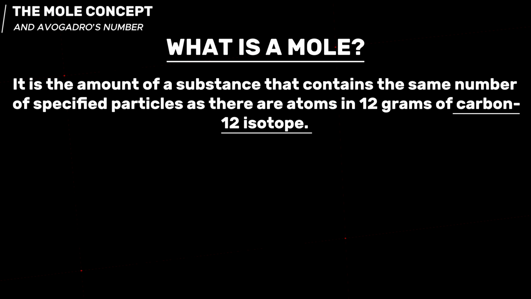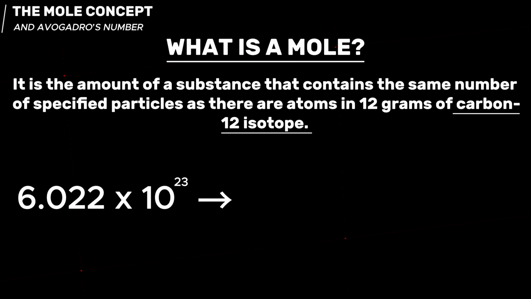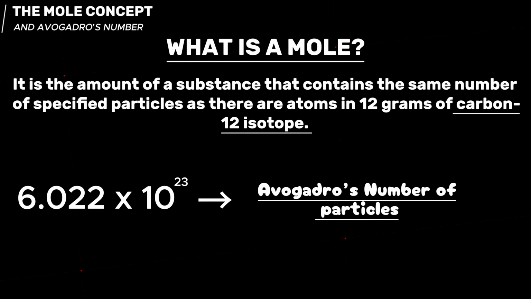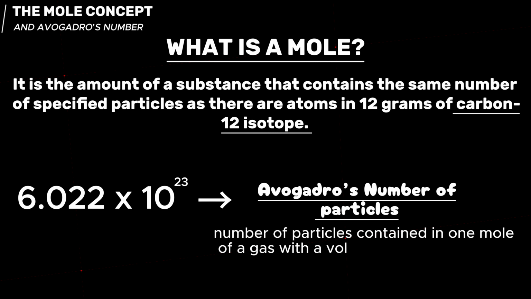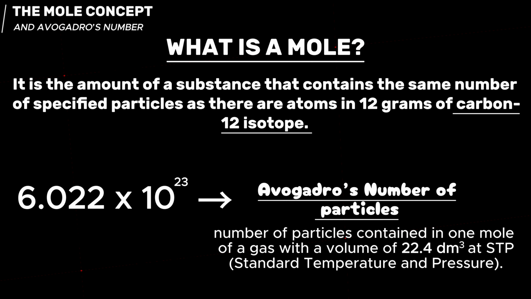Take note of that. Carbon-12 isotope contains a specified number of atoms, which are 6.02 times 10 raised to the power 23. This is a large number. This is also called the Avogadro's number of particles. This is the number of particles contained in 1 mole of a gas with a volume of 22.4 dm³ at STP, meaning standard temperature and pressure. That's also equivalent to 1 liter.